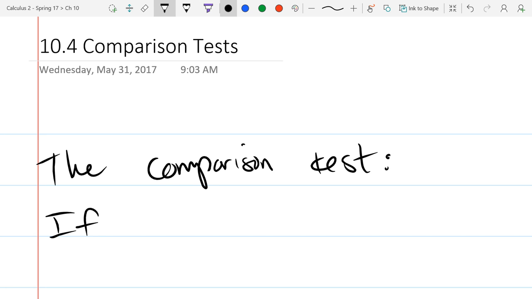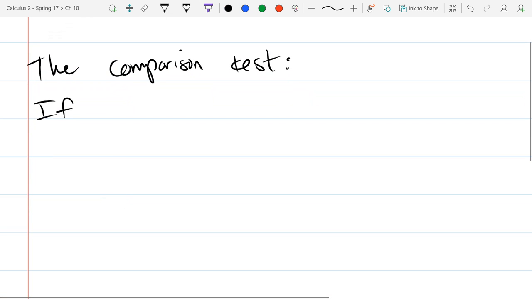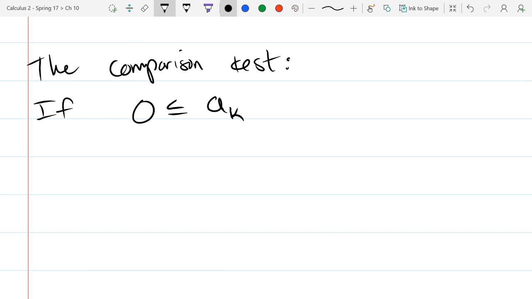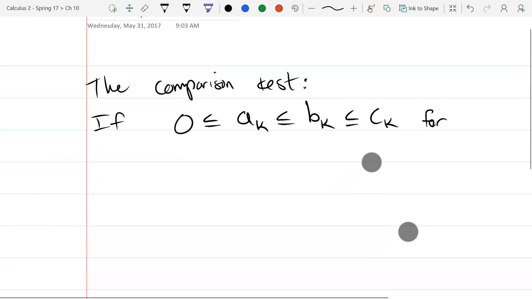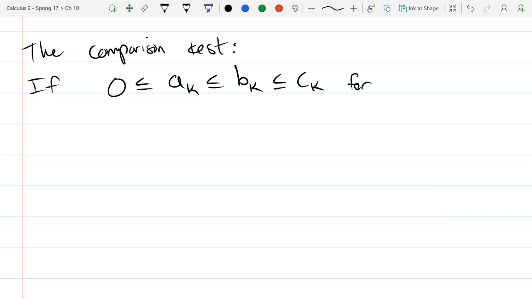So hypothesis, if... so, this starts out looking a lot like the sandwich theorem and actually works a lot like the sandwich theorem. And one thing to notice, these terms have to be non-negative. So if they're negative, you need to do something else. We will talk about negative terms around 10.6, where we get to alternating series. But until then, I think almost every one of our sequences will have positive terms, pretty much.